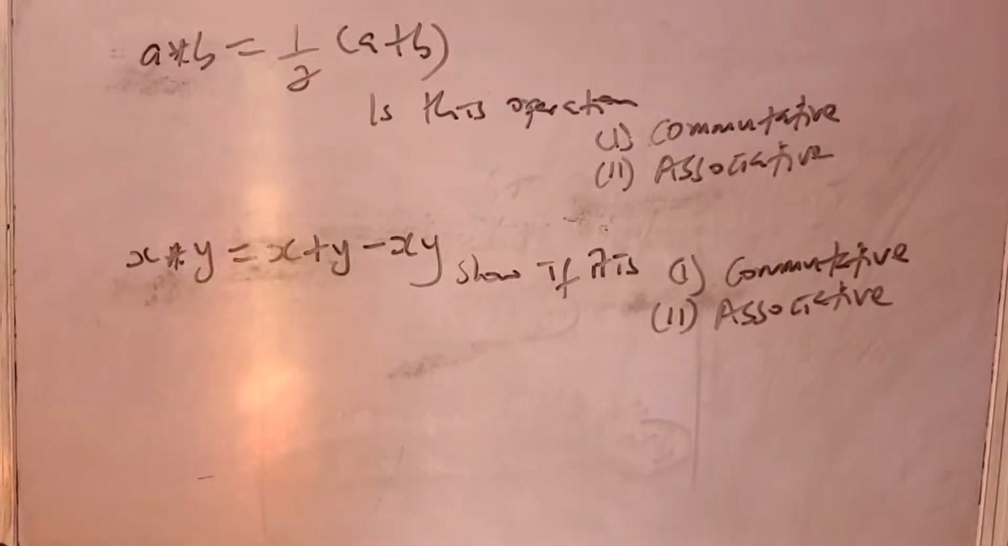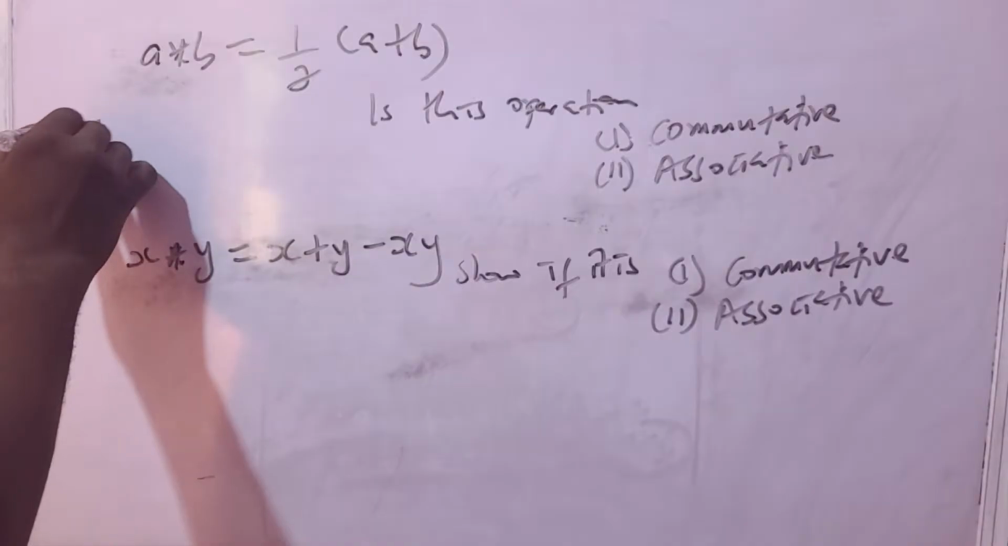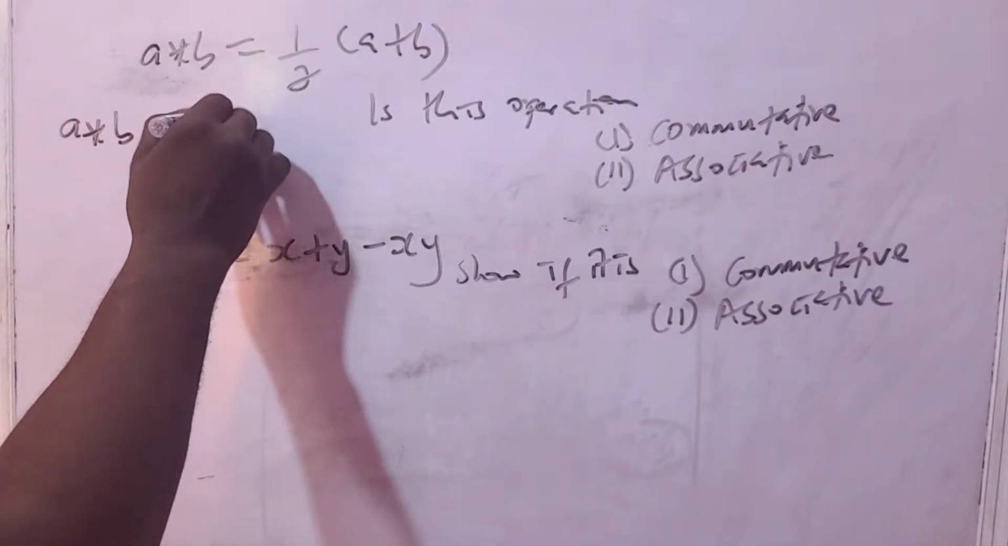For the first one, you know the function for it being associative. If it is commutative, of course, you know that a star b must be equal to b star a, right? So that's quite simple. If this thing is commutative, then a star b should be equal to b star a.